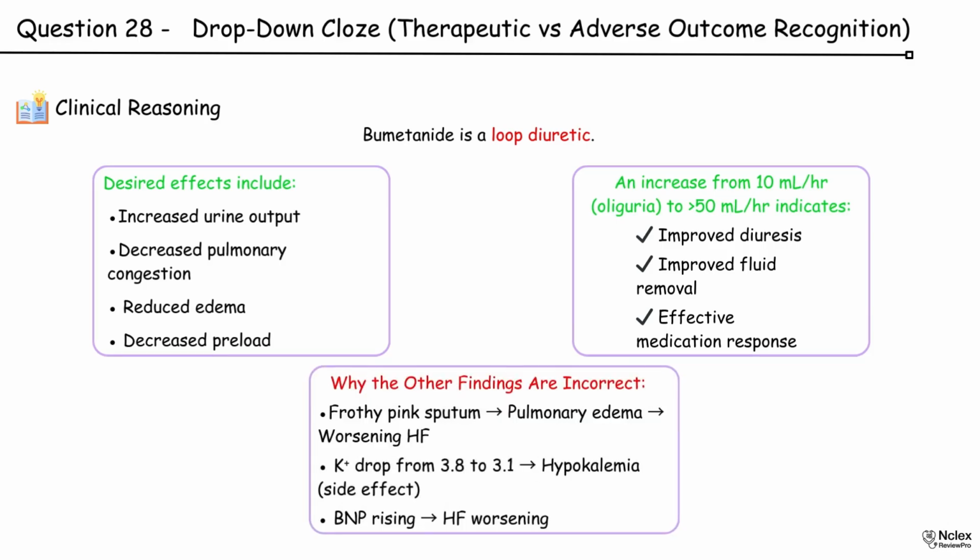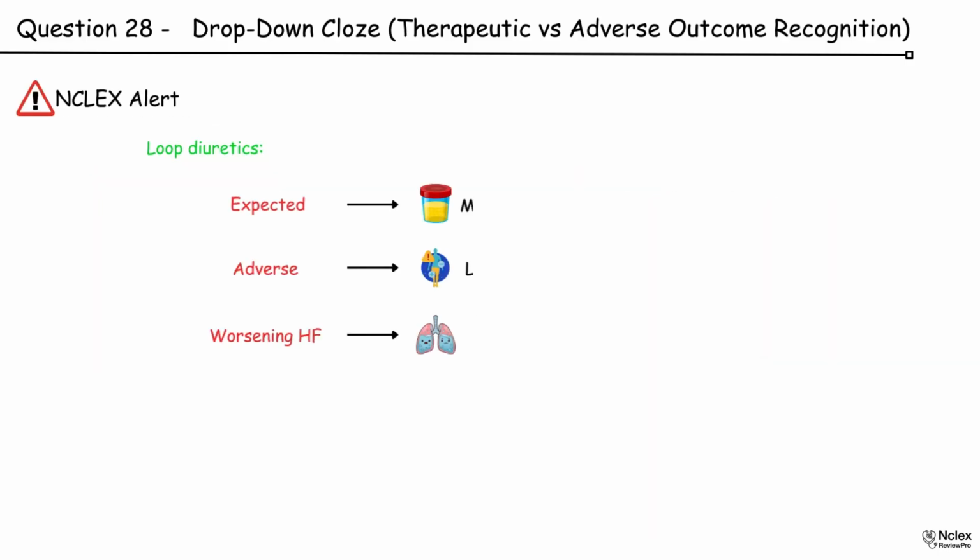Now, let's contrast that with adverse or worsening findings. Frothy pink sputum would signal pulmonary edema and worsening heart failure. A potassium drop from 3.8 to 3.1 would indicate hypokalemia, which is a side effect, not a therapeutic goal. A rising B-type natriuretic peptide would suggest worsening heart failure, not improvement. Here's your NCLEX alert. With loop diuretics, expected equals more urine. Adverse equals low potassium. Worsening heart failure equals rising BNP or pulmonary edema.